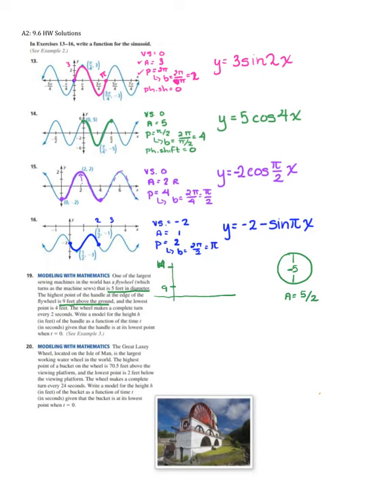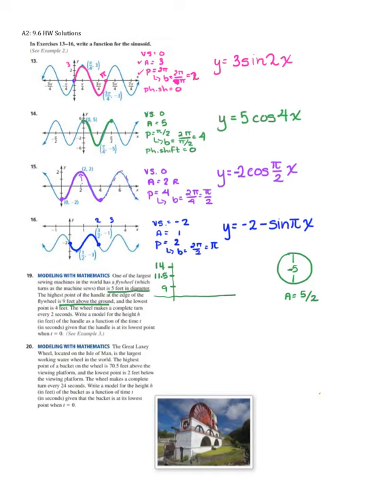Let me write that better. That gives you a diameter of 5. Halfway between those is 11.5. I'm going to write it as a decimal. So 2.5, 2.5 feet up.